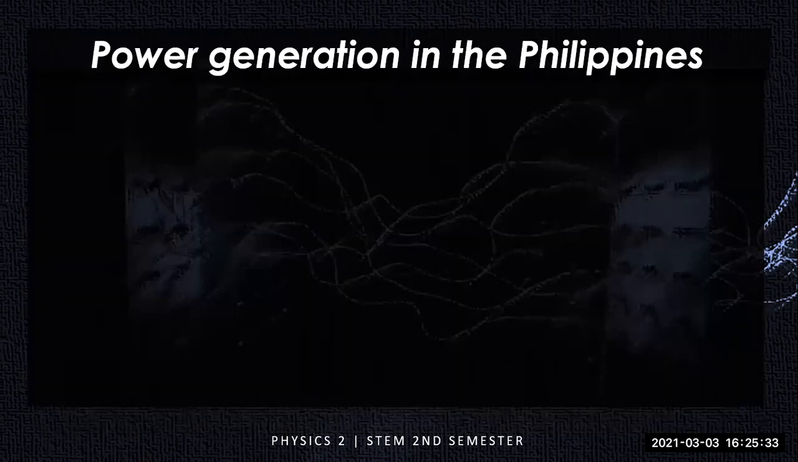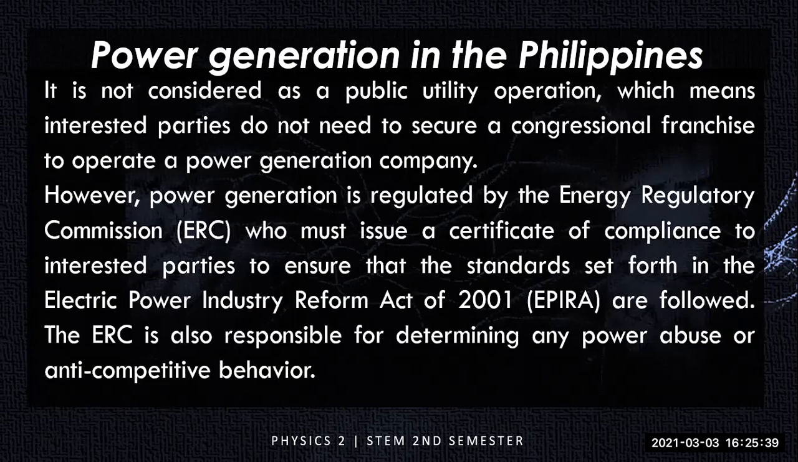So you can check that out at the website of the Department of Energy, DOE.gov.ph. So now, power distributing companies are not considered a public utility operation, which means there are interested parties that do need to secure a congressional franchise. When you say congressional franchise, the Congress doesn't need to file a law for it to operate because it is already now being operated by the private sector.